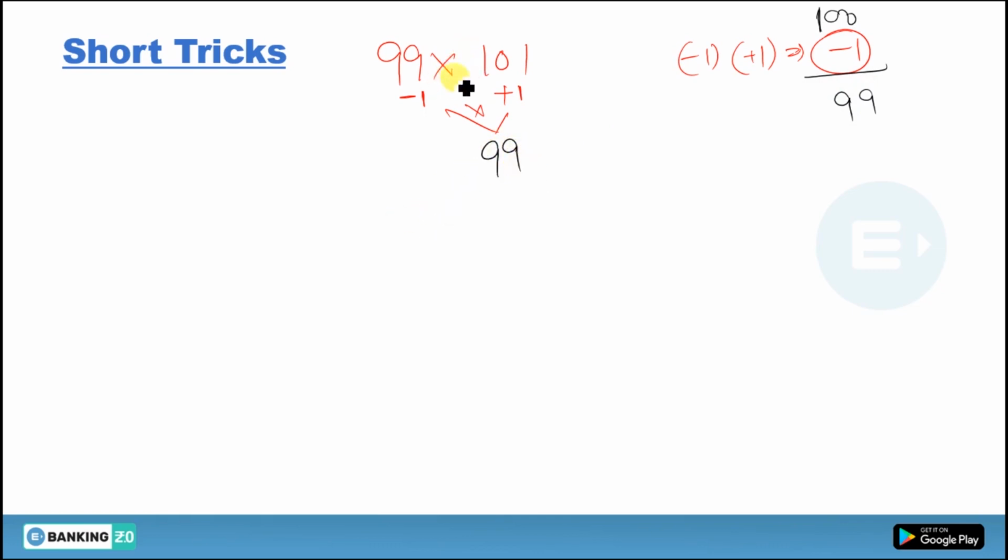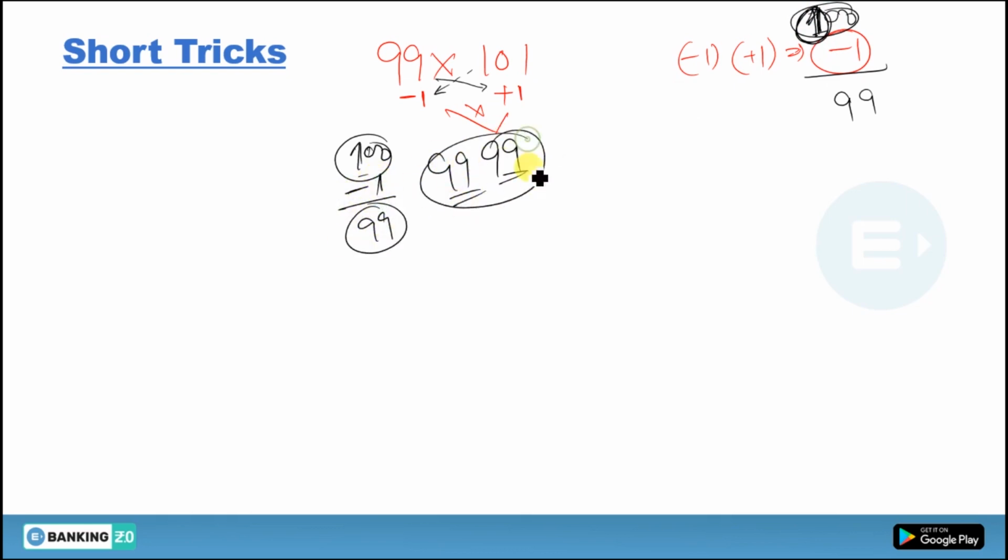Okay, now do one thing. Either subtract this 1 from 101, or add this 1 to this 99. In both cases, you are going to get 100. But if you subtract this 1 from 100, you will get 99. So 99 is the answer. I hope this one is clear, but there will be some students who don't get this point.